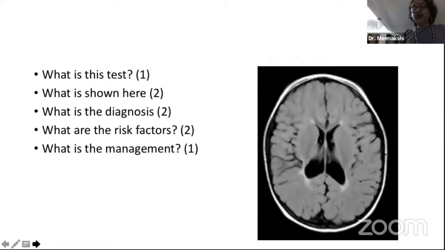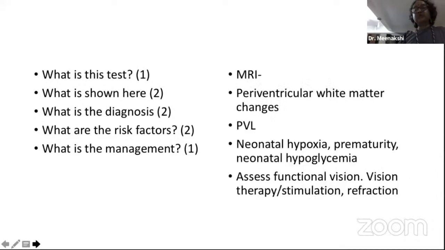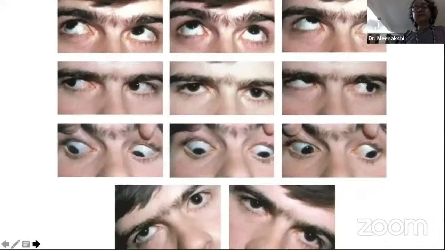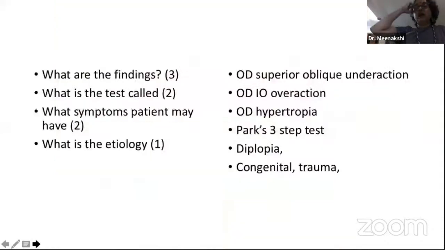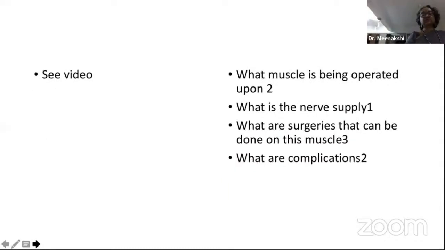You could have, this is periventricular leukomalacia, and they could ask you, what type of scan is this? What are your findings? What are the situations, risk factors for this? This is a photograph of a superior oblique palsy. You can see, and the questions may be, what are the findings? In which case you have to talk about underaction, overaction, hypertropia, Parks three-step test, et cetera. Okay? So those are the kind of questions.